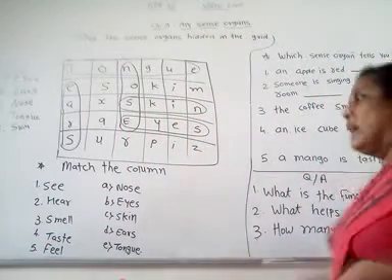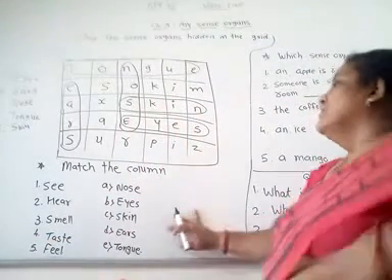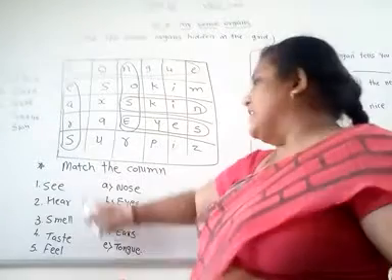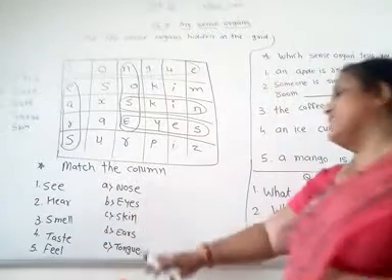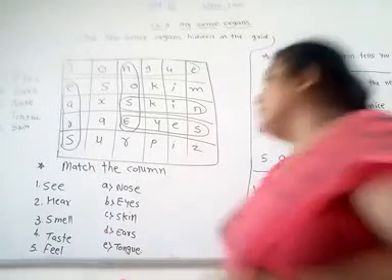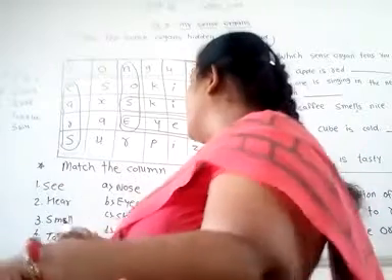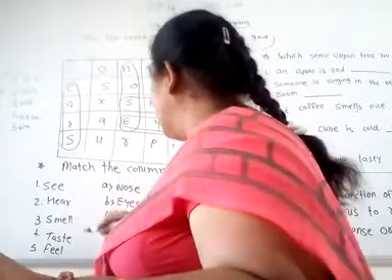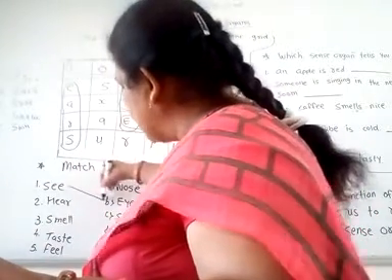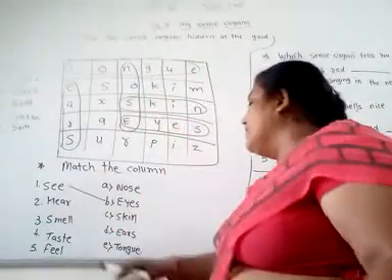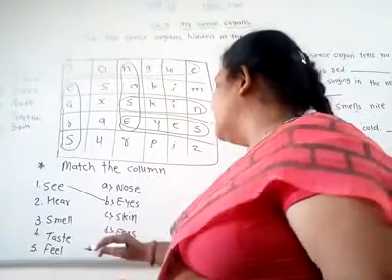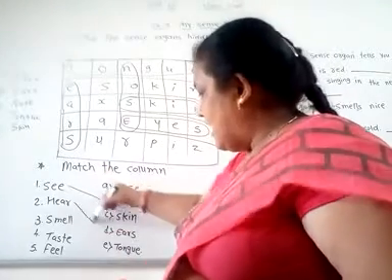Right. Now we have to match this. Here are some senses and here some sense organs. I explained sight, or to see. Which sense organ helps us to see? So that is our eyes. Right. Then what do we hear with? Ears. With ears. So E-A-R-S.